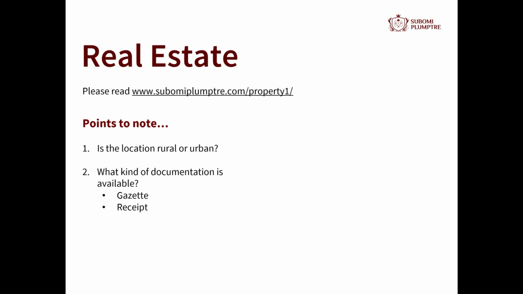So if it's a receipt, you just have at the back of your mind that there's an additional cost because you're going to be the one to process the formal documentation. So take that into consideration when you're buying.